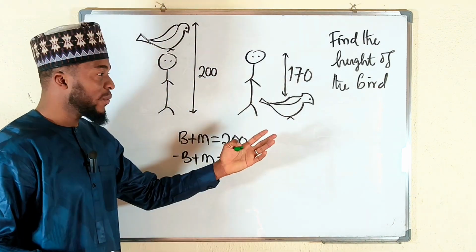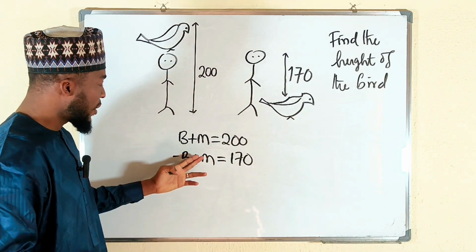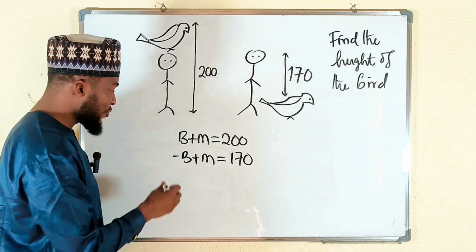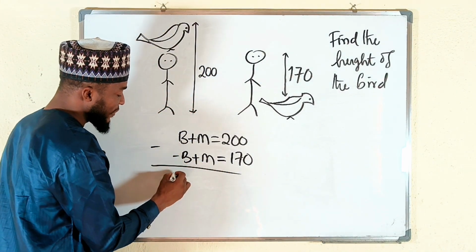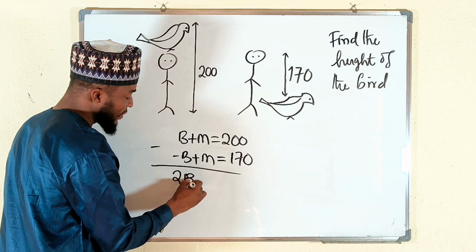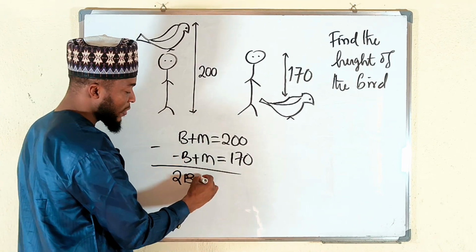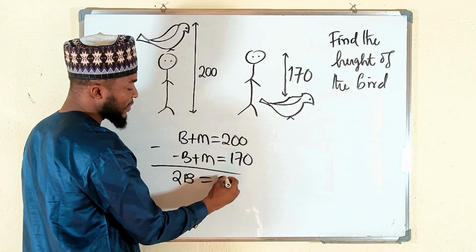But since we are looking for the height of the bed, you can eliminate m by subtraction. This minus this will give us 2 of these b's. This minus this is 0. This minus this is 30.